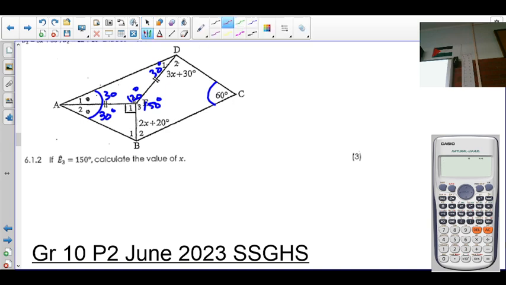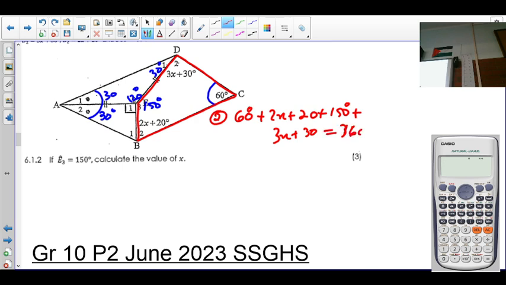So if E3 is 150, calculate X. But we know that this is a quadrilateral, not so? The interior angles of a quadrilateral add up to 360. So I can now say that 60 degrees plus 2x plus 20 plus 150 degrees plus 3x plus 30 is equal to 360 degrees. Why? So that's the interior angle, so the sum of interior angles of a quadrilateral.